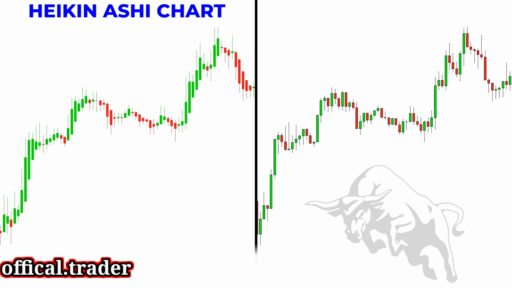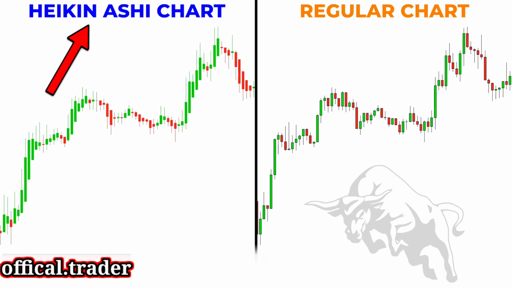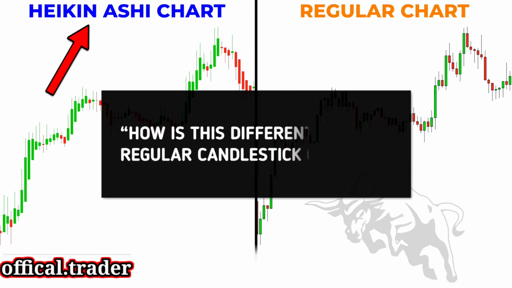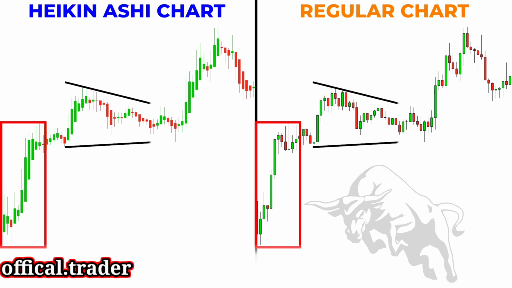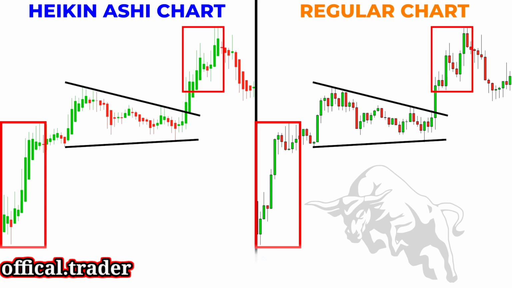So the number one question people ask when they first see a Heikin Ashi chart is always, how is this different to a regular candlestick chart? Both of these charts look similar in appearance, yet they each have different uses and different ways of being calculated.